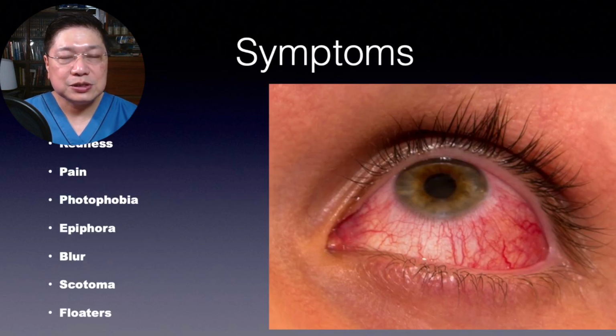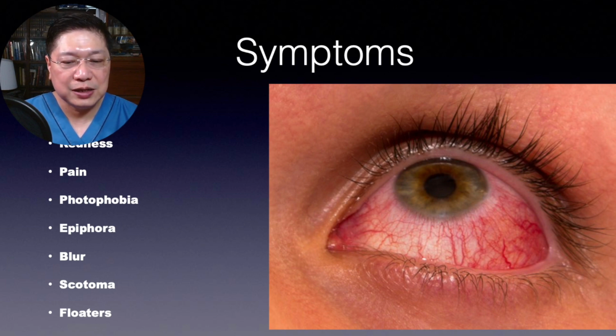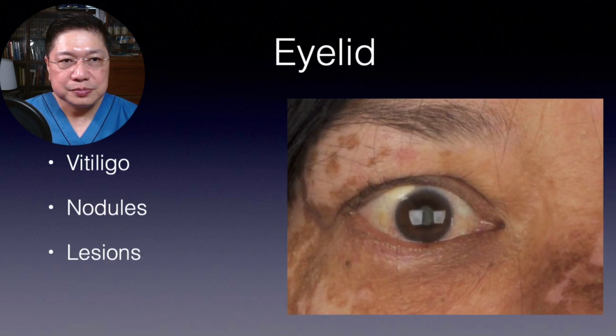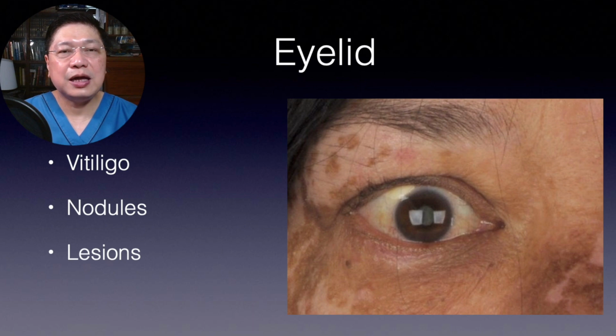As far as symptoms are concerned, there are redness, pain, photophobia, epiphora, blurring of vision, scotomas, and floaters. So the most common and the most obvious would be the redness of the eye. Very similar to this one. And not just the eye, but also the eyelids usually get affected. There's vitiligo. You can see nodules or sometimes lesions on the eyelids. So it's not just the eye, it's also some of the areas around the eye that may get affected.